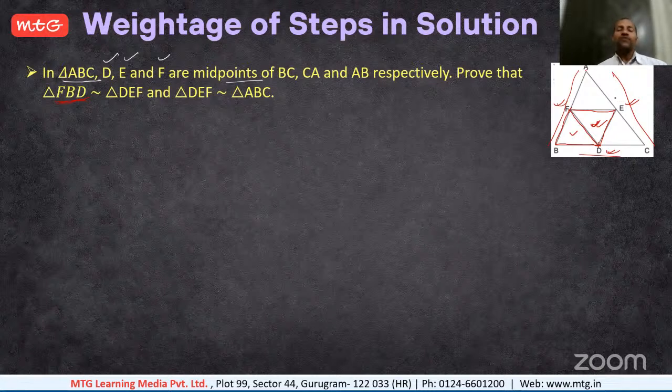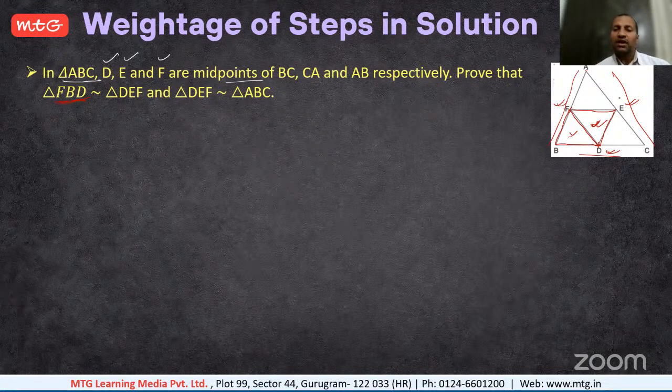Okay, so for similarity we know three criteria. Either three sides should be in the same ratio, or two angles should be equal, or it should be two sides and one angle. Okay, so just before proving it, it should be in your mind how you are going to prove it. How can we find out which things are equal in these two triangles?